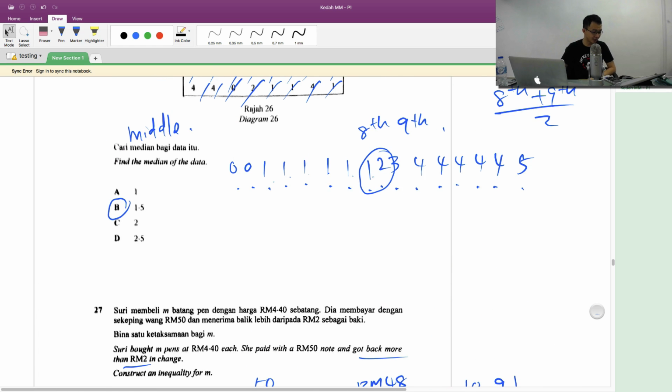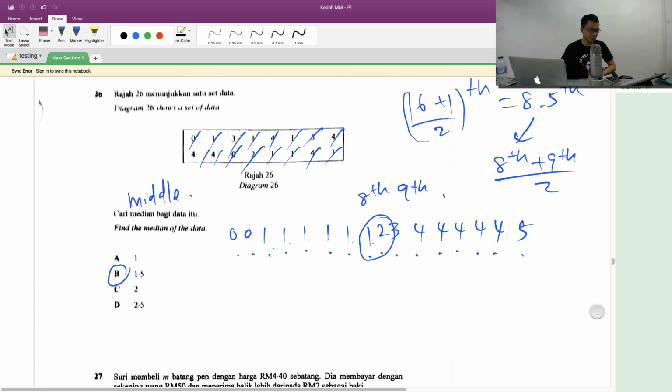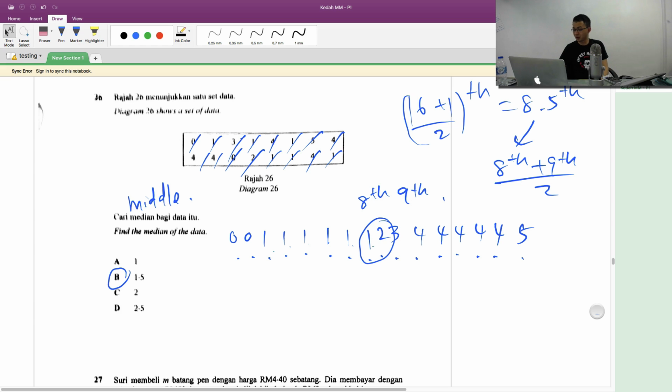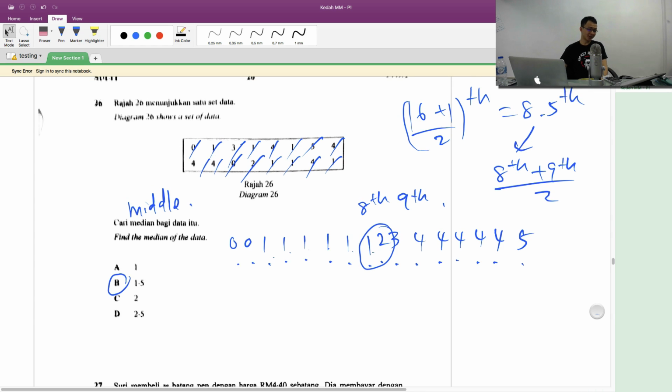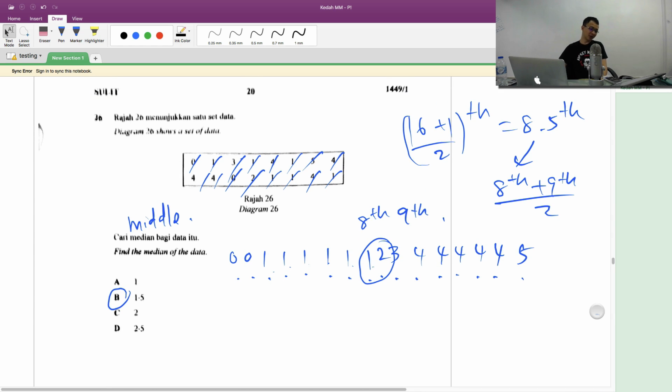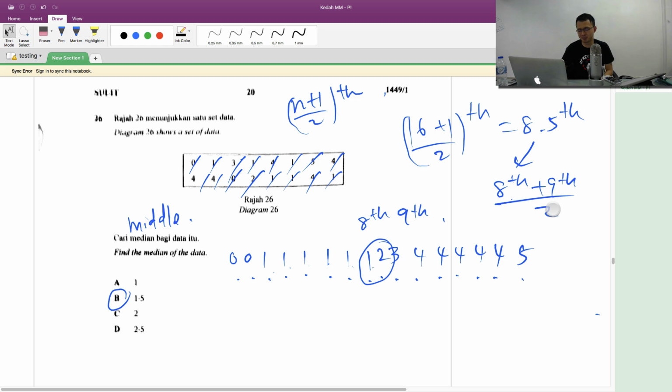Question 26. Oh, you mean this one? How do I get the 9 here? Because I use the n plus 1 over 2 th to find which term is my median term. If I get 8.5 here, it means the 8th term plus the 9th term, divided by 2. 8.5 means it's between the 8th term and the 9th term. Alright, so I hope I do answer you.